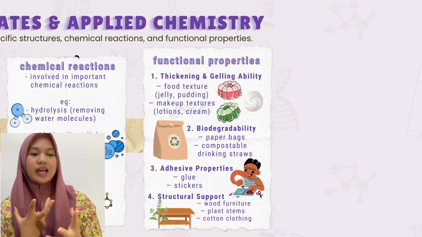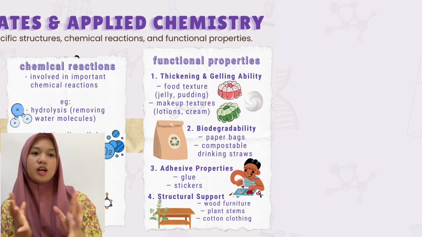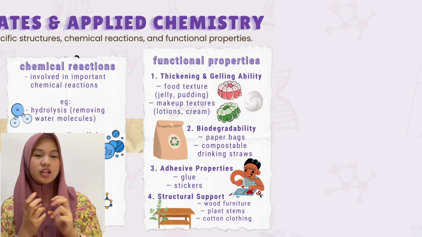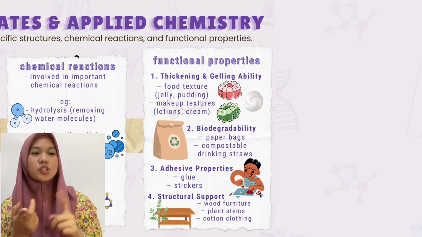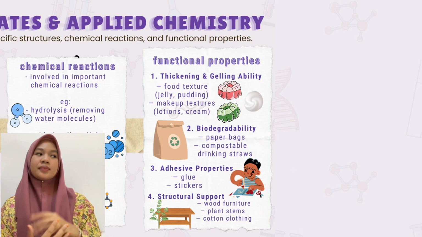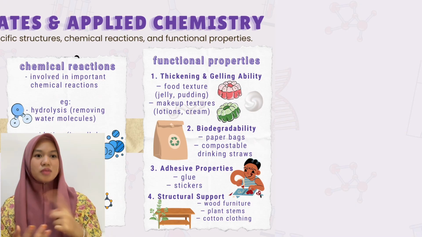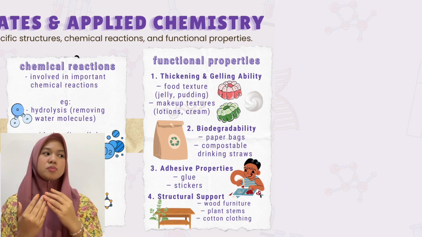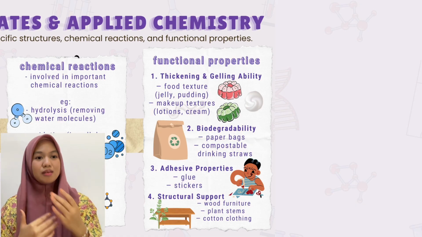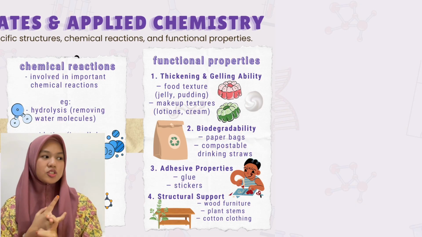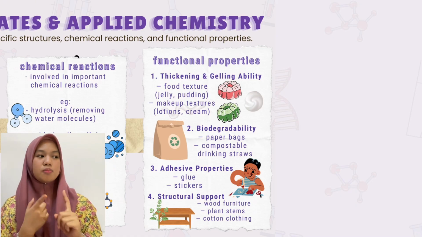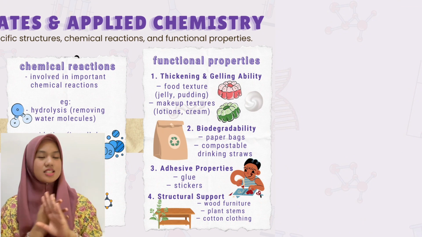This helps to add food texture and also makeup texture in our daily life. Why could this happen? Because carbohydrates have a branching structure that forms networks. This network creates the gel-like medium for the products to be thickened. The next one is biodegradability. As mentioned before, carbohydrate is a renewable source, so it can be used to make paper bags, compostable drinking straws, and many other things.